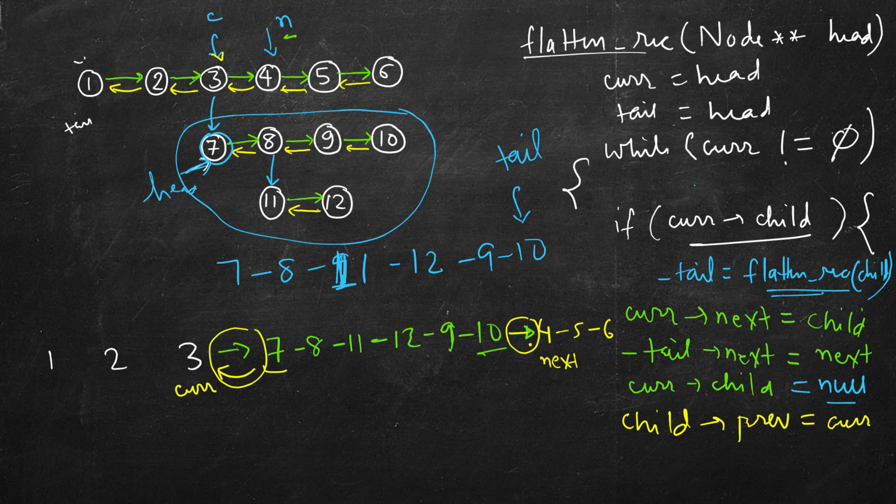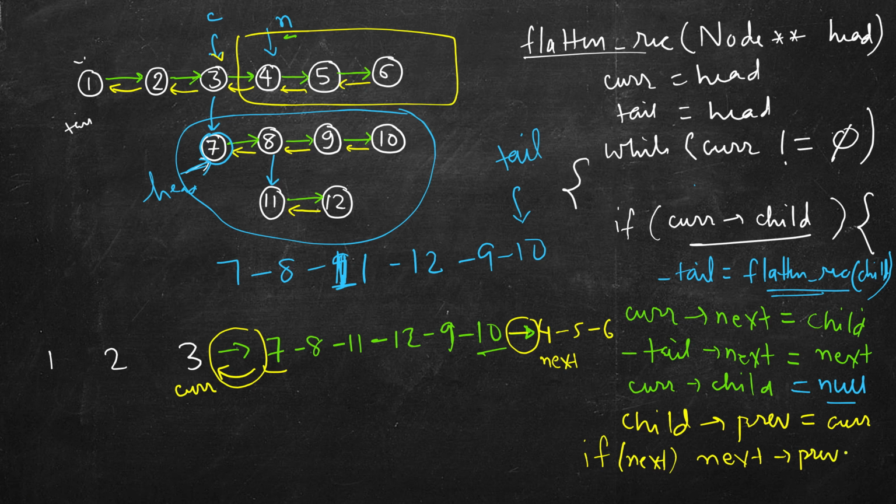We have not added the previous of next as the tail. So it may be a case that 3 was the last node, and these were not existing. In that case next would be null. So we will check if next is not null, then next previous equal to tail. So what will happen? This was next, its previous is not set yet. That is, its previous is still pointing to 3.